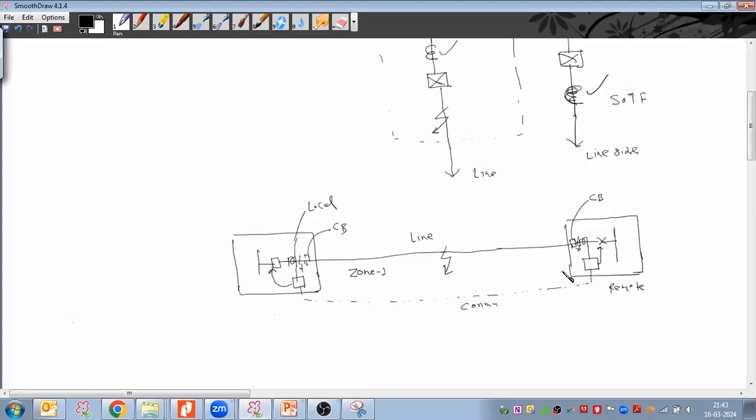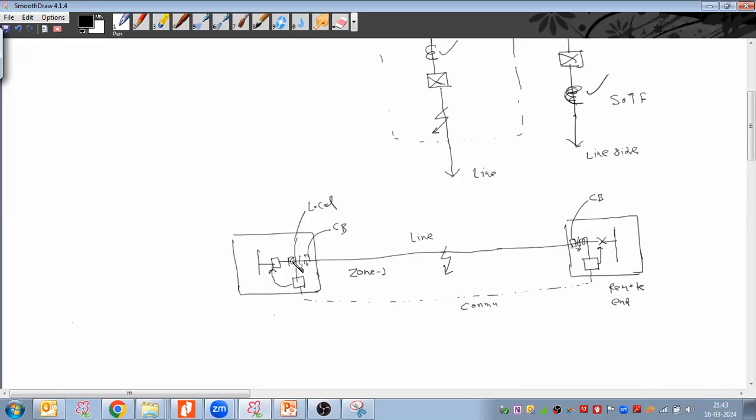Is this point making sense? Yes, sir. It's basically differentiating between the bus bar fault and the line fault. Yes, that is what I understood. Yes, differentiating. So how I'm differentiating is that I am putting the CT after the breaker.